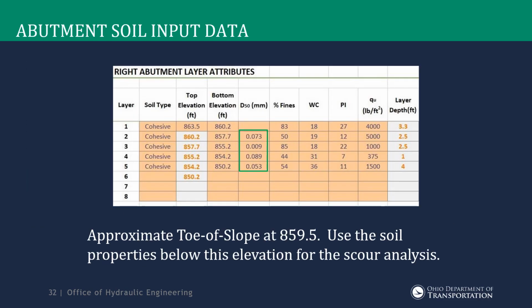And here again, we're looking at the soil properties. So we know the toe of slope is at 859.9. So we look in the table here and we can see where the elevations are. So we're taking the information from approximately where this begins. And in this case, they're all below 0.2 millimeters. So we're going to round it to 0.2 anyway.